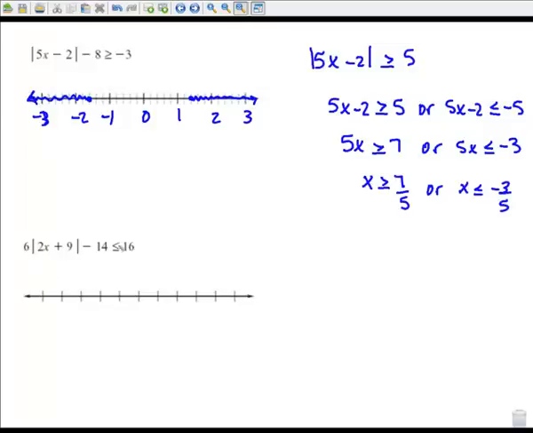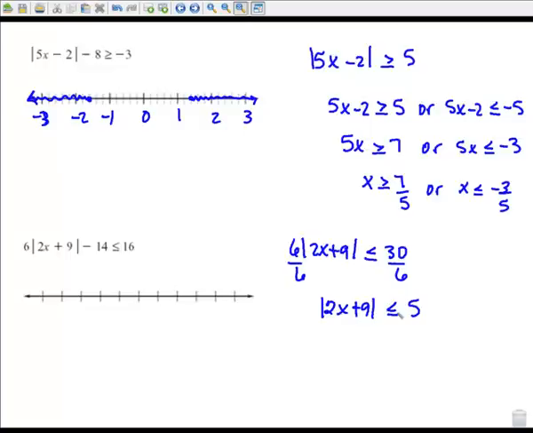All right, here we have a couple of different things we have to do. The first thing we need to do is add 14. So I have 6 times the absolute value of 2x plus 9 is less than or equal to 30. Now I have to divide by 6. Remember, you do not distribute over an absolute value sign. It's like a big old wall you can't penetrate. So we get 2x plus 9, I still have the absolute value, is less than or equal to 5.